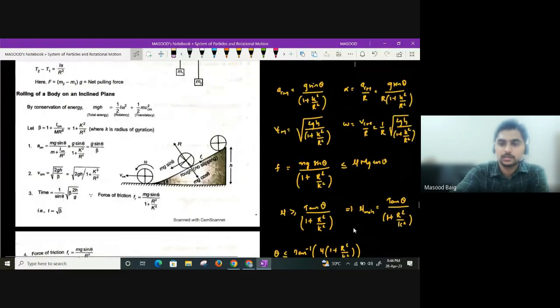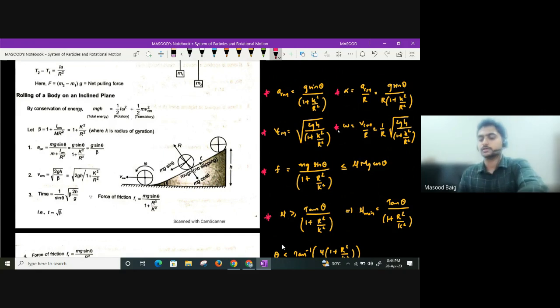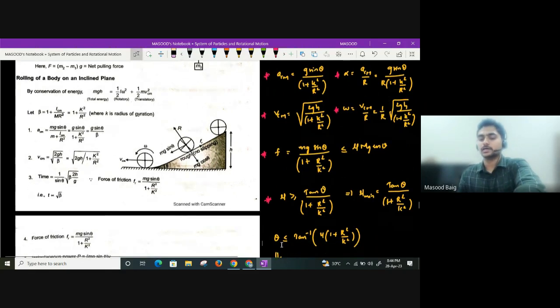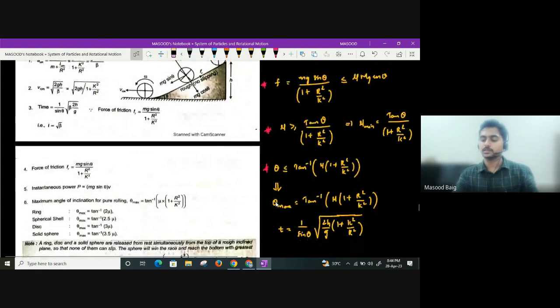Right, so these are the cases that you should remember: acceleration of center of mass, angular acceleration, speed with which you'll reach the bottom, angular speed, friction acting, coefficient of friction, right? Similarly, angle of inclination and time taken to reach the bottom, guys. These values you should be aware of, apart from the two formulas that you need to remember in rolling on a horizontal surface. These formulas you need to remember in rolling on an inclined surface, guys.